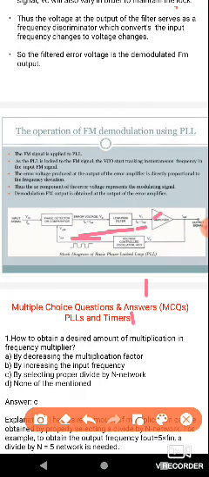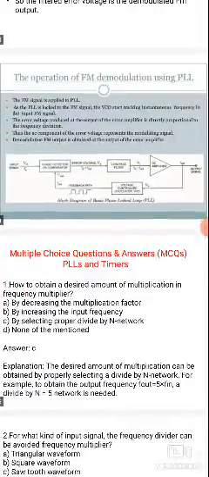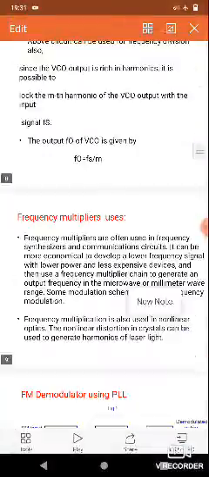Next, the demodulation of the FM output is obtained at the output of the error amplifier. This is the demodulated output. Fout is the demodulated output. Next, it is again connected to the voltage controlled oscillator and phase detector. The AC component is applied. The AC component of the error voltage represents the modulating signal. So this is about FM demodulation.